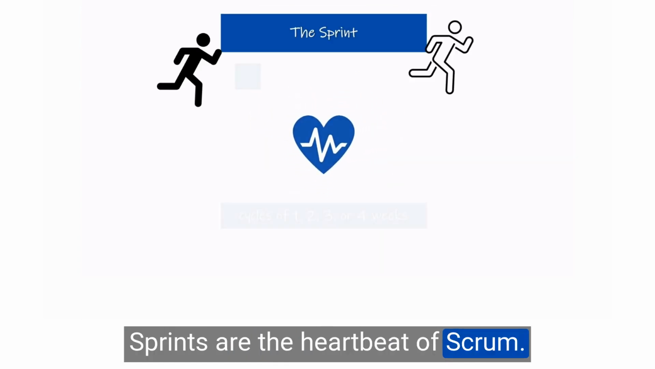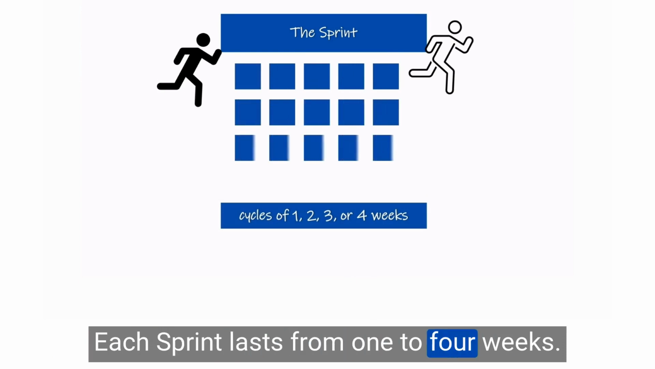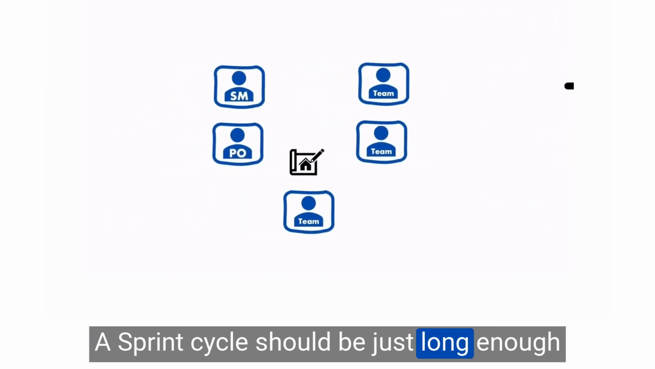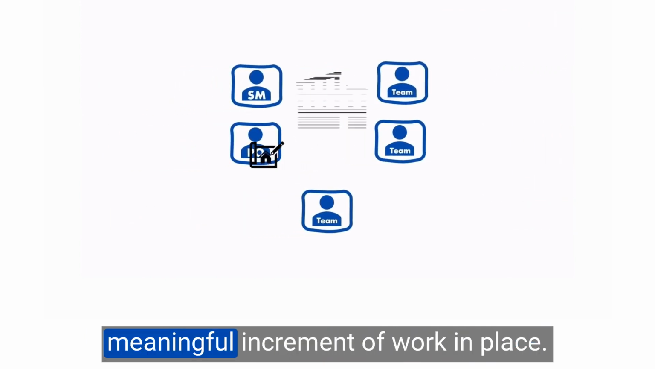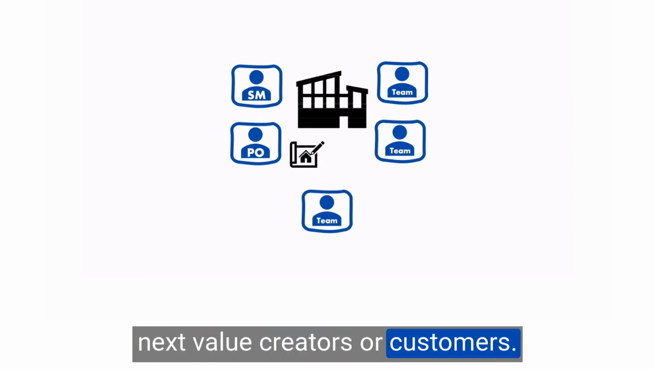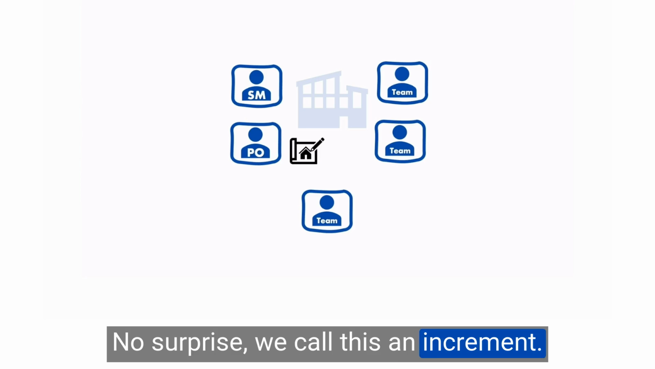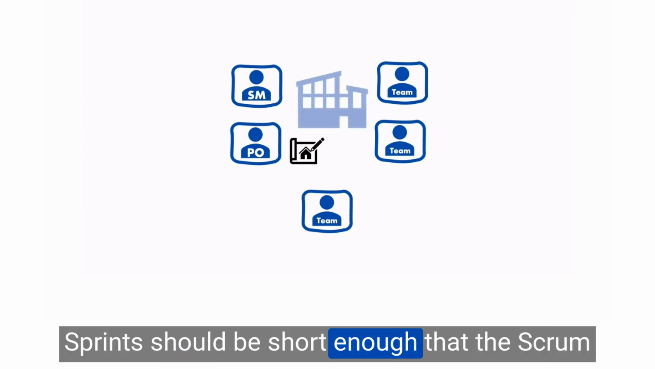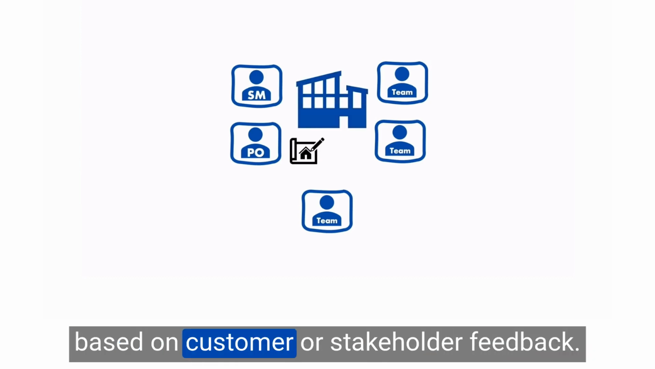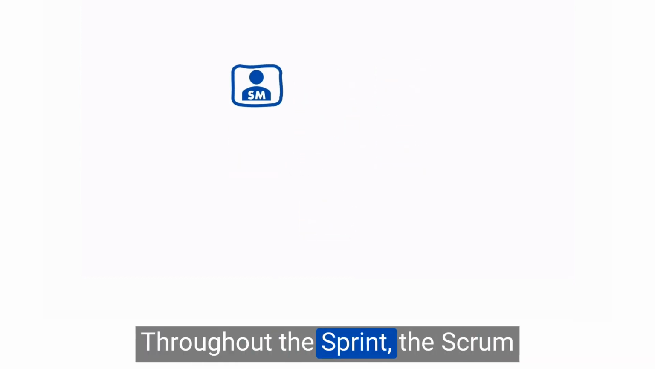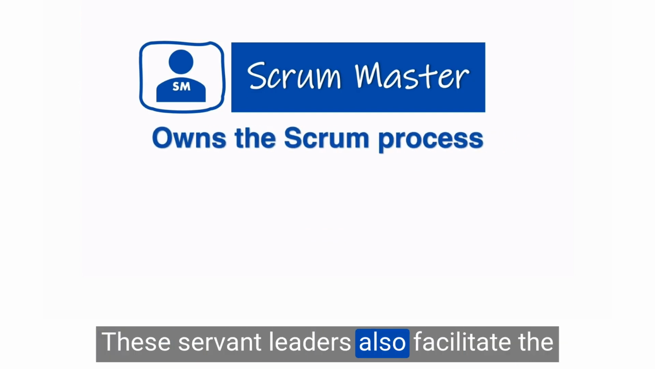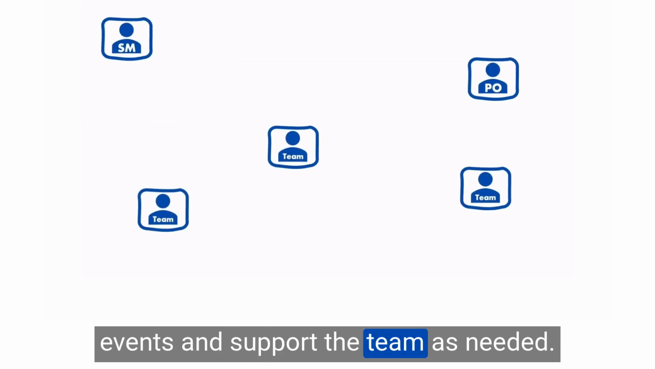Sprints are the heartbeat of Scrum. Each sprint lasts from 1 to 4 weeks. They're short by design. A sprint cycle should be just long enough to allow the Scrum team to produce a meaningful increment of work in place that could be released to the next value creators or customers. No surprise, we call this an increment. Sprints should be short enough that the Scrum team can adapt the plan and schedule if needed based on customer or stakeholder feedback. Throughout the sprint, the Scrum Master coaches the team on Scrum. These servant leaders also facilitate the events and support the team as needed.